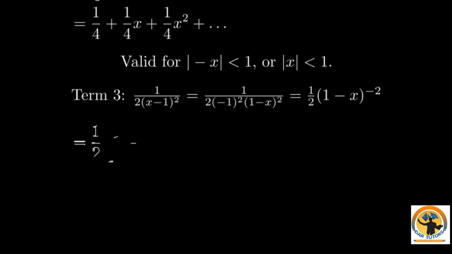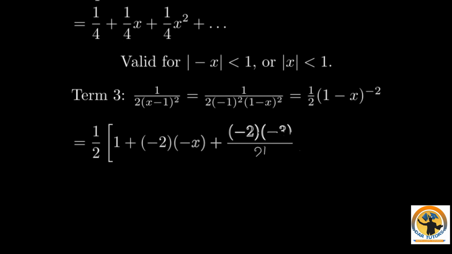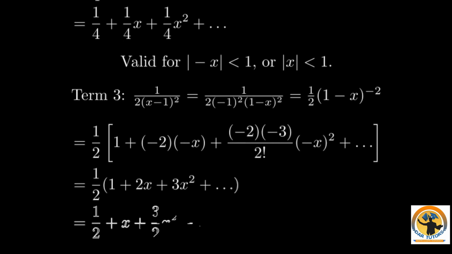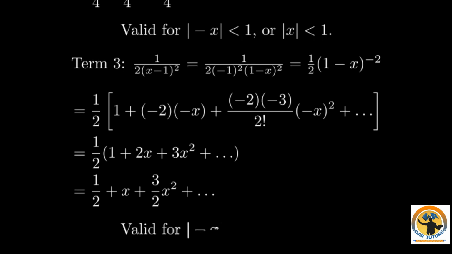Using the formula with n equals negative 2 and our x term being negative x, we get 1 plus 2x plus 3x squared, and so on. Multiplying by 1/2, we get 1/2 plus x plus 3/2 x squared. This is also valid for the absolute value of x less than 1. We have now expanded all three partial fractions. The final step is to combine them.